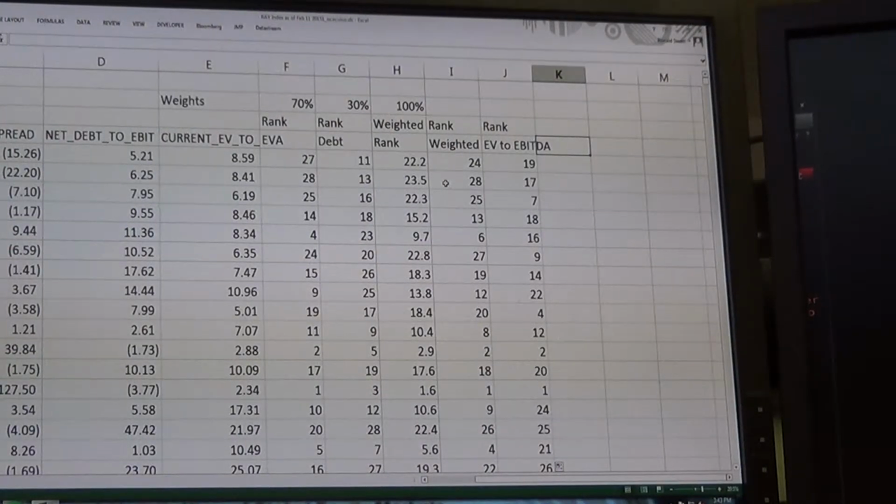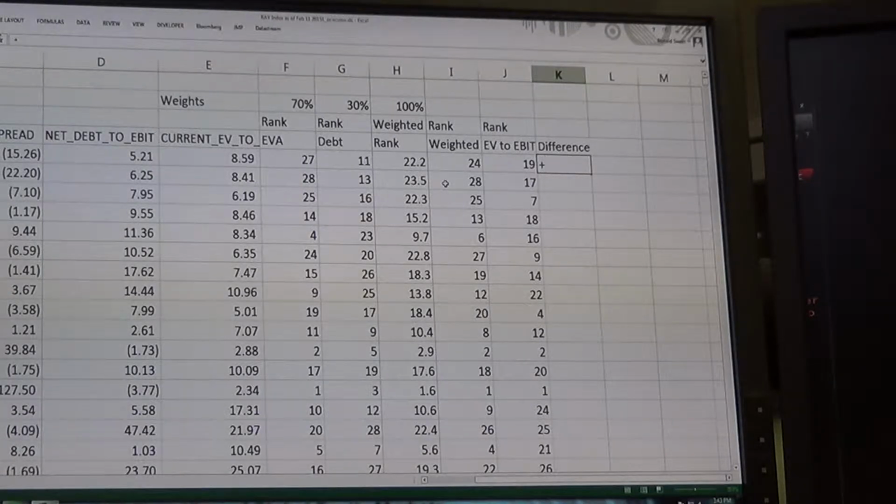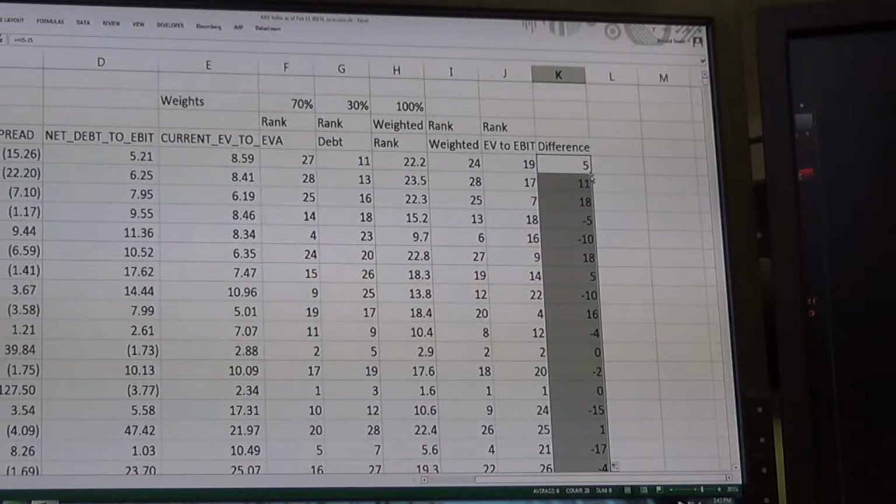So at this point, we've got what we think the stock should be ranked, and we've got what the market has. So all we want to do is, in the next column, say difference. For the difference, all we're going to do is take our rank minus the market's rank, so I minus J. A negative number is good, a positive number is bad. We can copy that down.